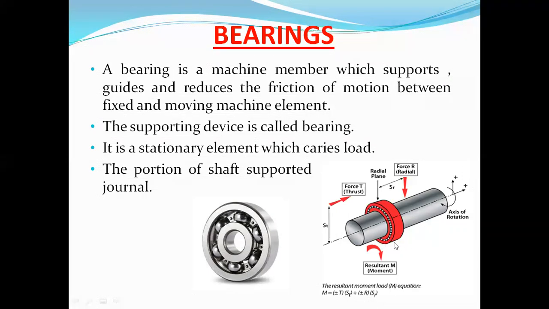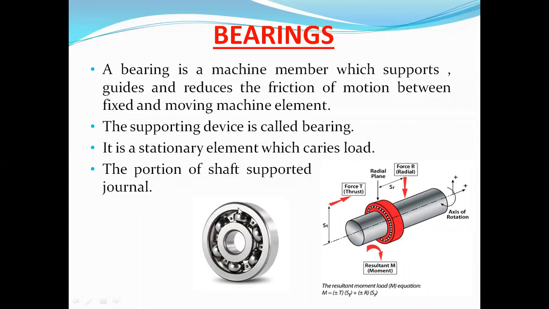Now in the second figure, whatever you can see in the red color is nothing but the bearing, and this is the shaft. Here the shaft is supported by the bearing. So the load acting does not act directly on the shaft, it acts on the bearing, and then it is transferred to the shaft. So we are able to reduce the direct load acting on the shaft with the help of the bearing. And the portion of the shaft supported is called the journal.